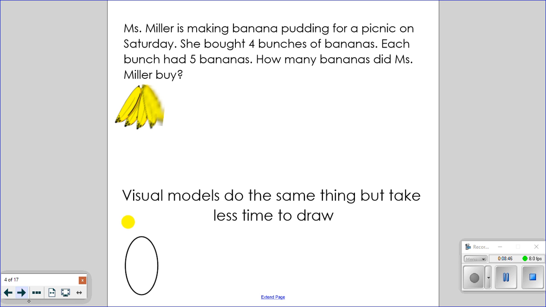I'm making it to go to a picnic on Saturday. I bought 4 bunches of bananas. What's a bunch of bananas? What does that phrase mean? Bunches of bananas. What does that mean? Julian, what does that mean? It's not going to be a bunch as in a lot of things. That's typically how we use a bunch, but that's not the use of that word in this story.